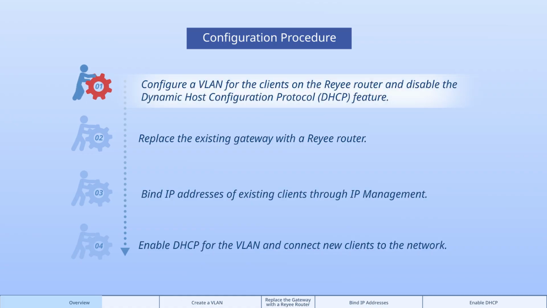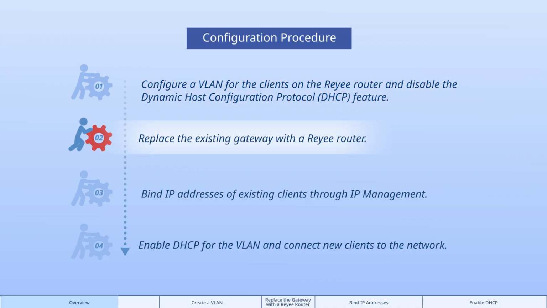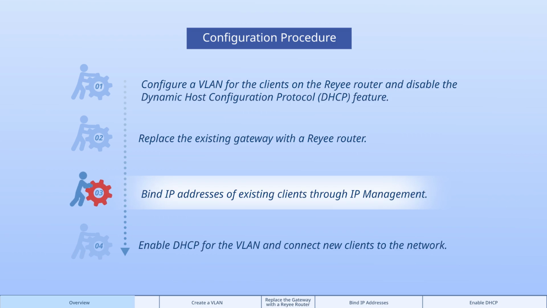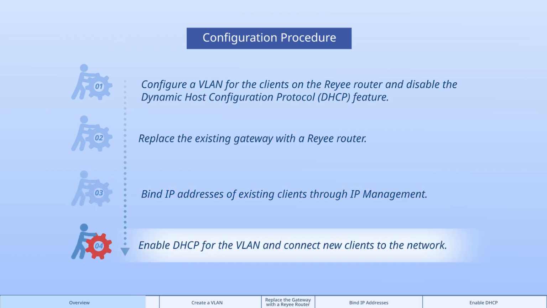1. Configure a VLAN for the clients on the Reyee router and disable the Dynamic Host Configuration Protocol feature. 2. Replace the existing gateway with a Reyee router. 3. Bind IP addresses of existing clients through IP management. 4. Enable DHCP for the VLAN and connect new clients to the network.